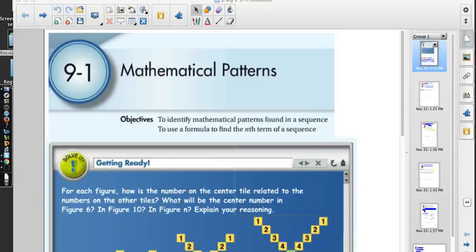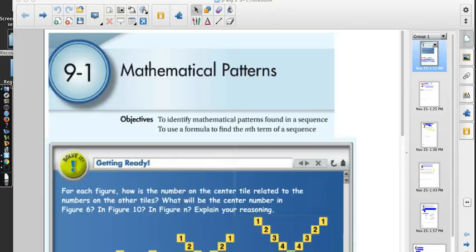So mathematical patterns, we're going to identify mathematical patterns found in a sequence. A sequence is just a listing of numbers, and hopefully, we'll see the patterns and be able to go through them. Don't worry if you're one of the people that it doesn't instantly come to. It's okay. As we go through things in this chapter, you'll realize, well, I don't need to be one of those people because there are formulas that I can use.